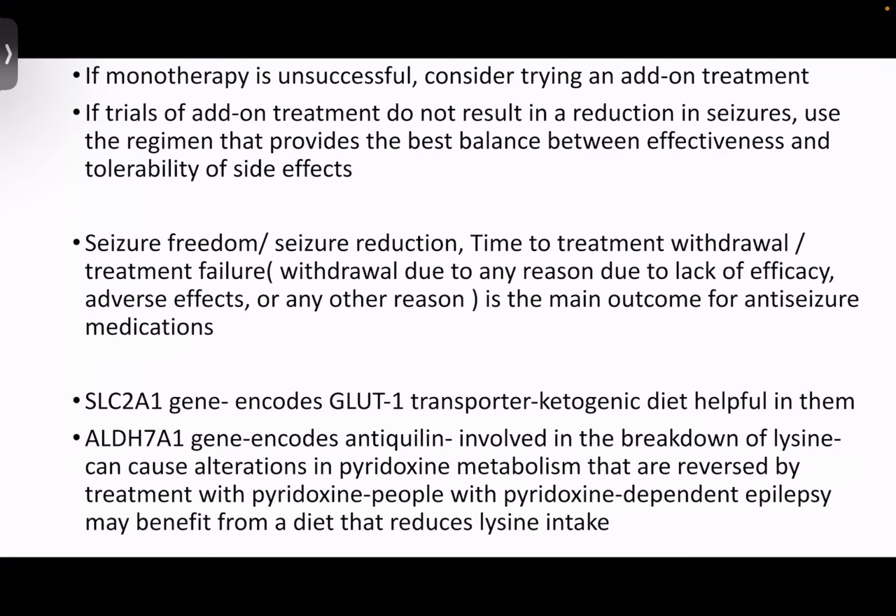Another method is, if monotherapy is unsuccessful, we can go with add-on treatments. If trials of add-on treatment do not result in a reduction of seizures, then the regimen is the clinician's choice, but there should be the best balance between the effectiveness of the regimen and tolerability of the side effects. That is, we should not cause more harm by controlling the seizures.